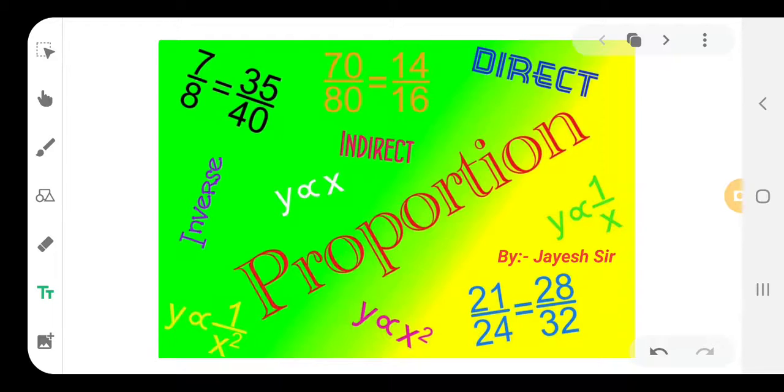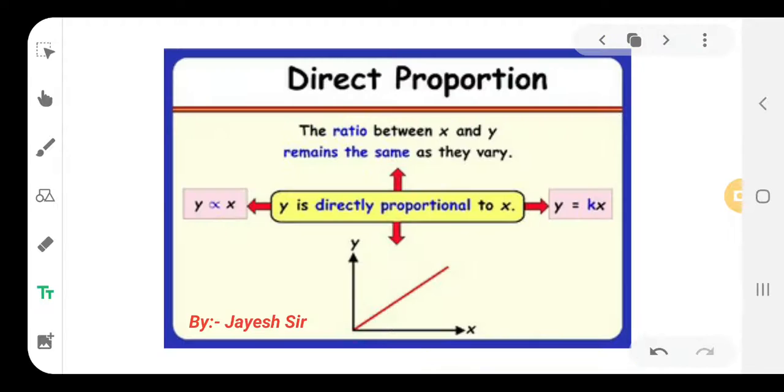Direct means that one person or one thing is directly related to the other, which is said to be direct proportion. Now let us see direct proportion in terms of mathematics. The ratio between x and y remains the same as they vary. That means the ratio is not affected, but they are directly proportional.